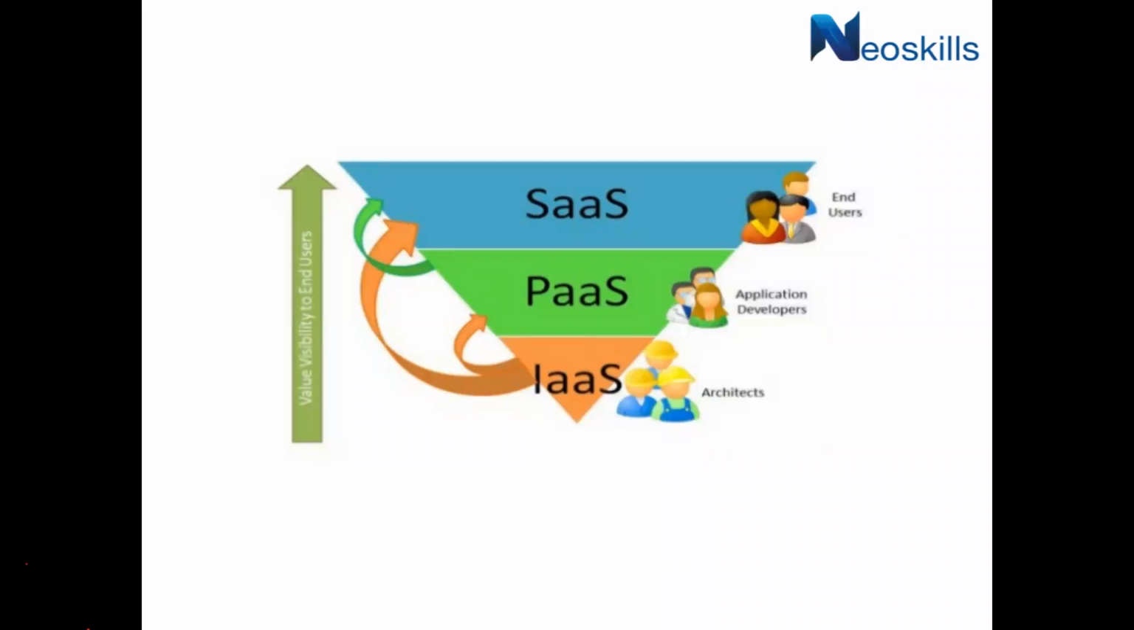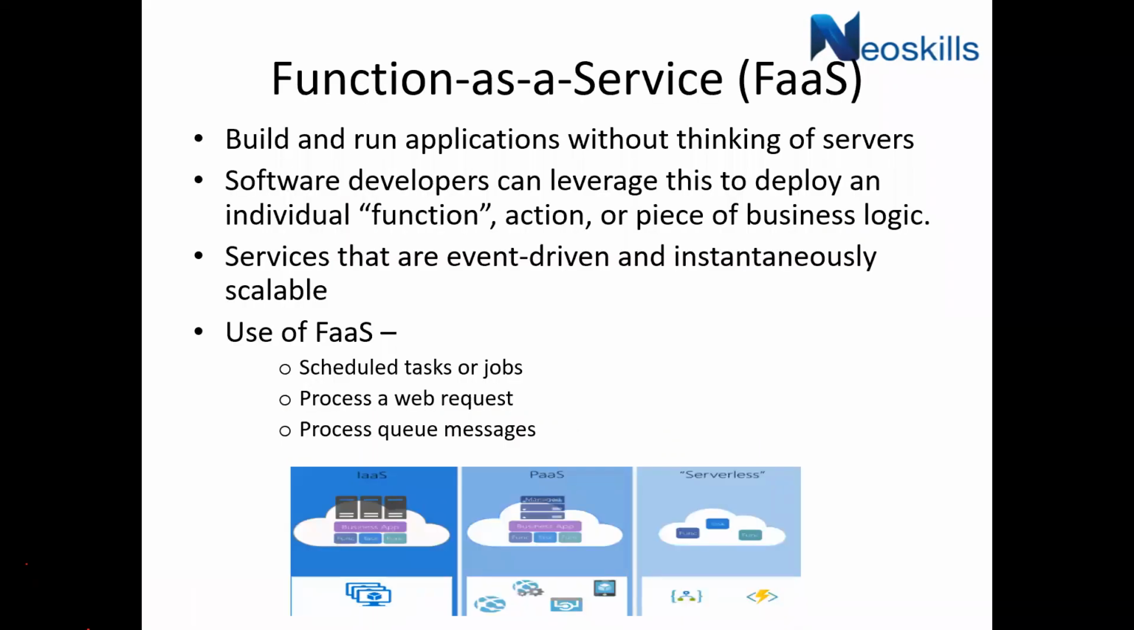Okay, we were talking about function as a service. Now, anything that comes as a service would be derived from these three, or could be a combination of any two or three of them. Why am I talking about function as a service? Because this is a hot topic in today's world. It is also called serverless architecture, and Microsoft and AWS both provide this service, which is called function as a service.